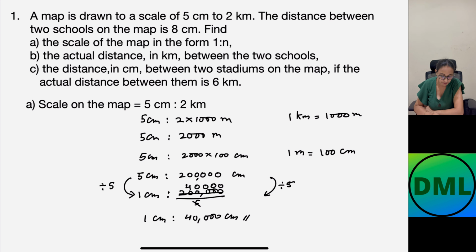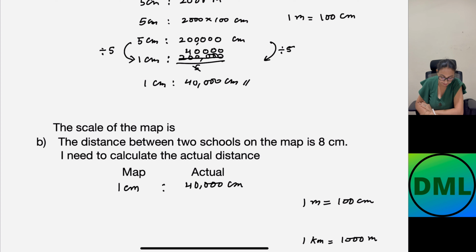The distance between the two schools on the map is 8 centimeter. What scale do we have? We have 1 centimeter is equal to 40,000 centimeter. I need to calculate the actual distance when the distance on the map is 8 centimeter. Let's write down here. The scale on the map is 1 centimeter is to 40,000 centimeter. This is our answer. We have map over actuals.